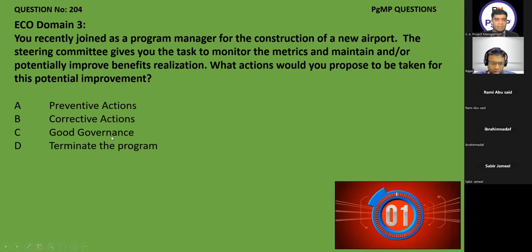Good governance. Maybe in the governance topic we can terminate the program. We will not terminate the program because at this moment we are only monitoring. Once something has been delivered and is not working as per my program's organizational objectives or not giving me the value for which it was initiated, then only I can terminate the program. So in this case, the option is B. We have to propose the corrective actions to be taken.